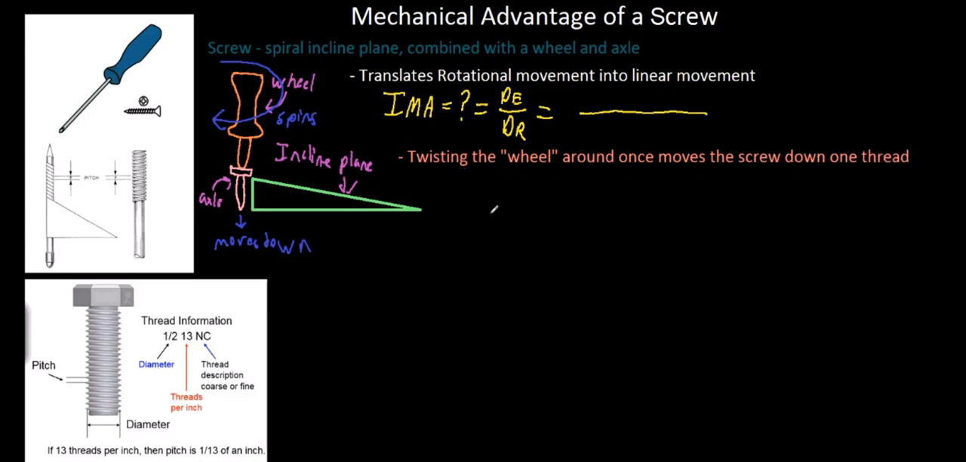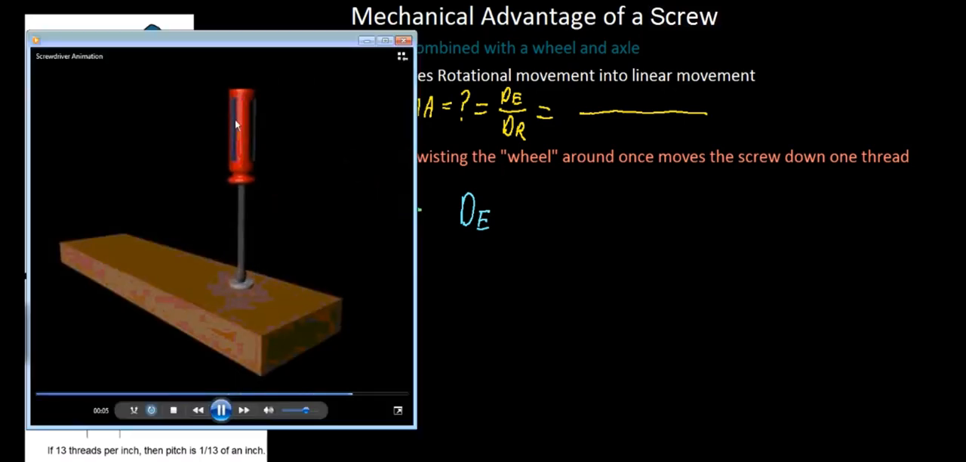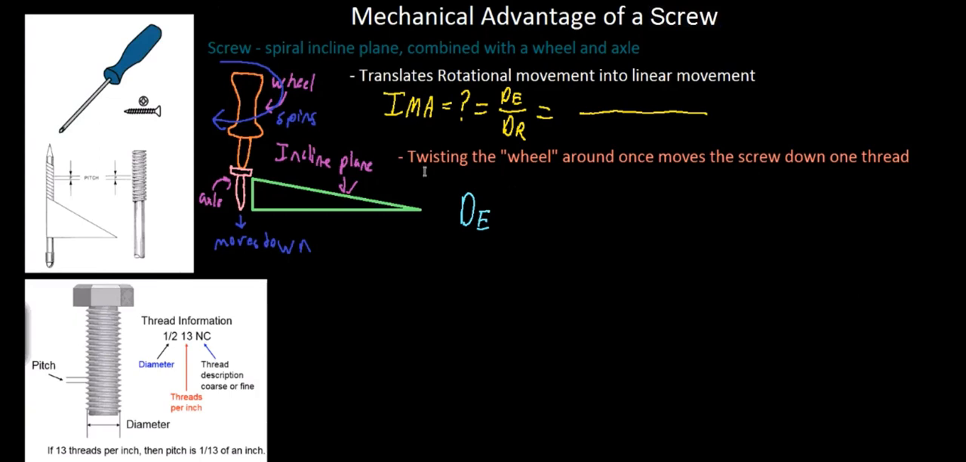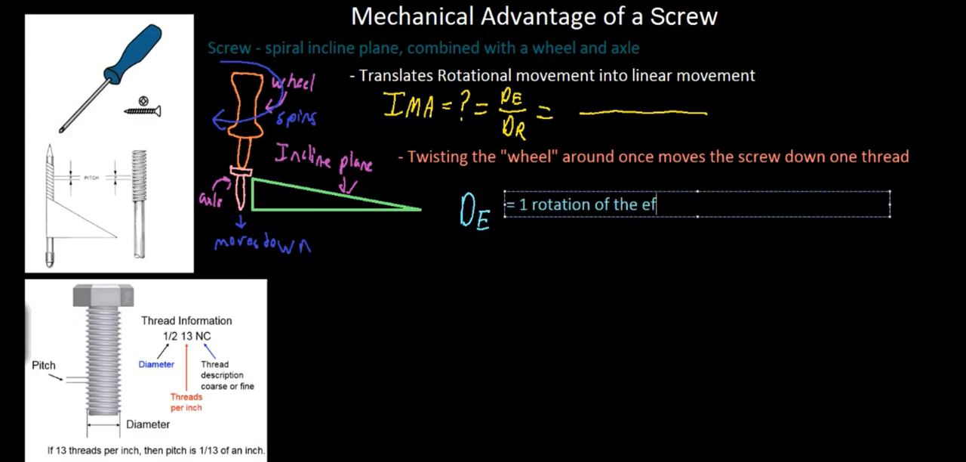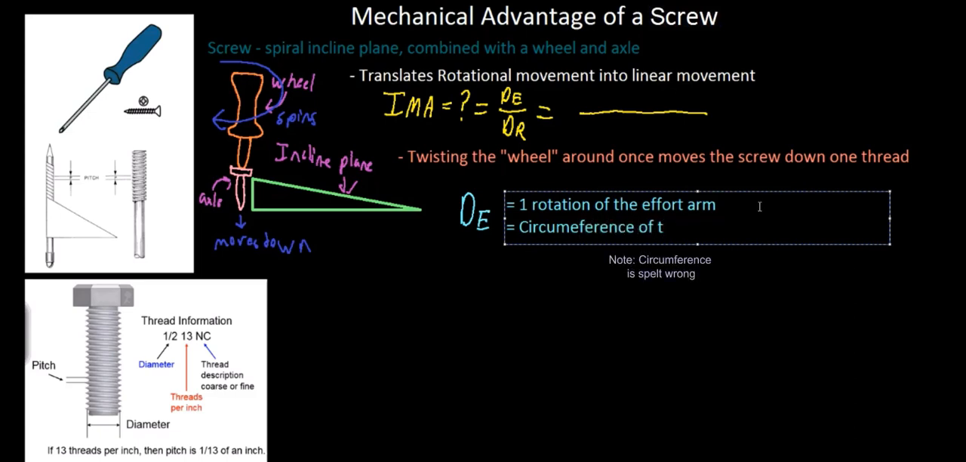So with this, we can define what DE is, our distance effort. So we write it out, DE. Well, DE would be the twisting of the wheel. It'd be the spinning of the wheel. That's where I apply my effort. I spin it around in a full circle. So if I get my text box out, I can write that out: equals one rotation of the effort arm. Or another way to put it is it equals the circumference of the effort force rotation.